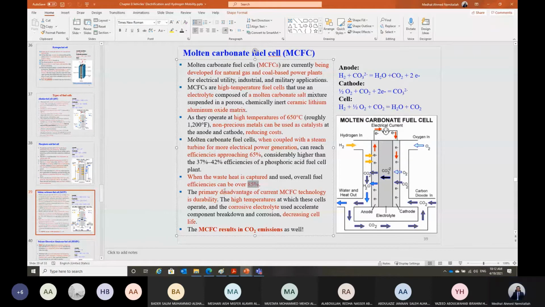Okay. The primary disadvantage of this fuel cell is durability, because the operation under this high temperature will reduce the lifetime of this kind of fuel cell. And also the electrolyte is a molten carbonate, sorry, not phosphoric acid, which is a kind of corrosive electrolyte. And that also will reduce its lifetime.